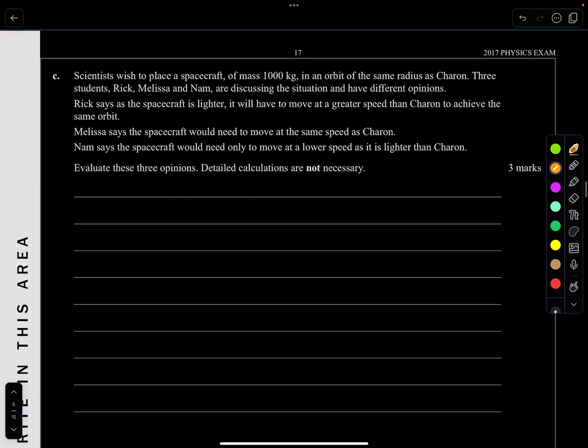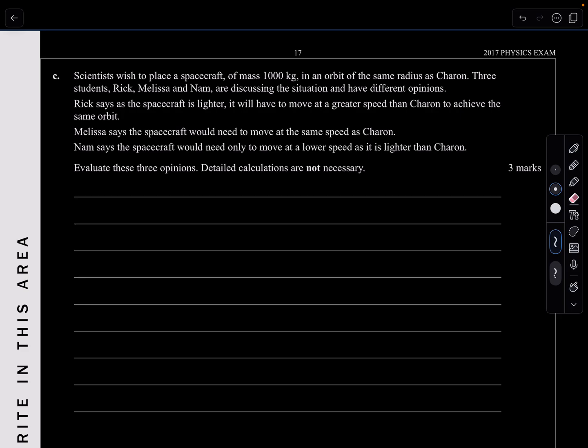Done. Question C. Scientists wish to place a spacecraft of mass 1,000 kilograms in an orbit of the same radius as Charon. 3 students, Rick, Melissa, and Nam, are discussing the situation and have different opinions. Rick says, as the spacecraft is lighter, it will have to move at a greater speed than Charon to achieve the same orbit. Melissa says that the spacecraft would need to move at the same speed as Charon, and Nam says that the spacecraft would need to only move at a lower speed as it's lighter than Charon. Evaluate these 3 opinions. Detailed calculations are not necessary.